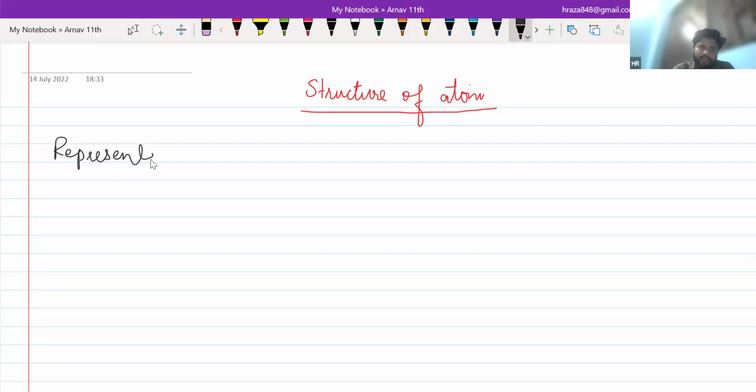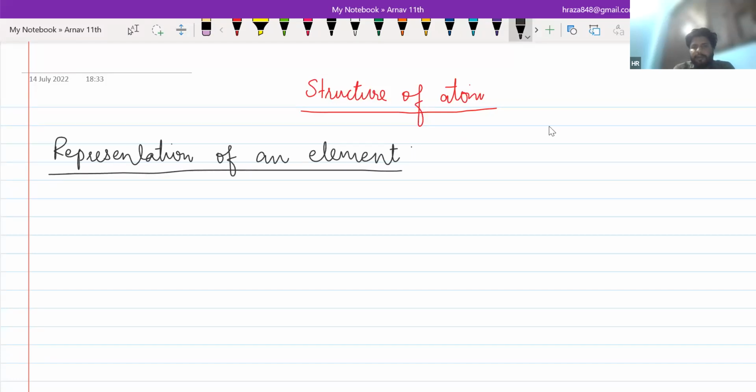the representation of an element. The representation of an element. So just suppose this X is an element, and here we represent Z, and here it is A. Do you know what does this ZX stand for?